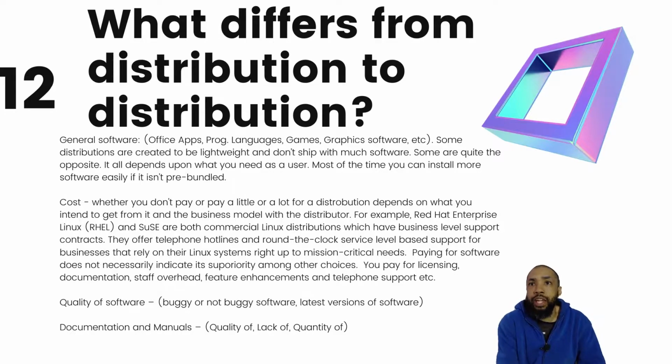For example, Red Hat Enterprise Linux, RHEL, and SUSE are both commercial Linux distributions which have business level support contracts. They offer telephone hotlines and round-the-clock support for businesses that rely on Linux systems, right up to mission critical needs. Paying for software does not necessarily indicate its superiority over other choices, but you're paying for the licensing, documentation, staff overhead, feature enhancements, telephone support, etc.